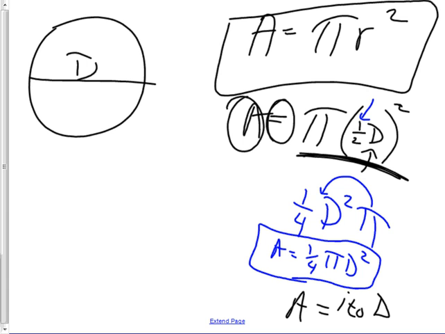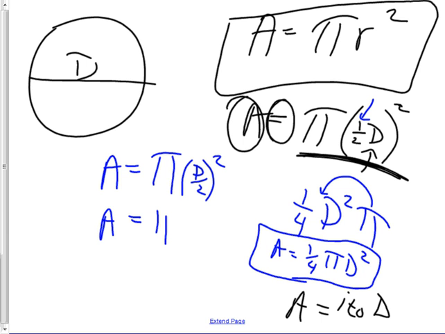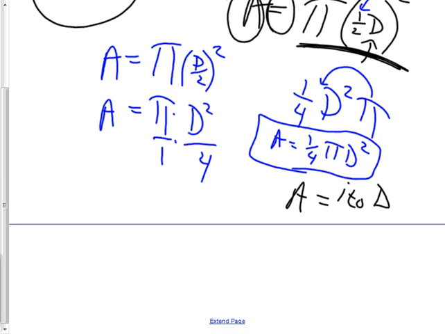Yes, sir? I didn't know if d over 2 would squared over 4. Okay, good question. What if you did this whole problem like this? Area equals pi r squared, and then you replace the r with d over 2. Then it's d squared over 4, right? So area equals pi times d squared over 4. Now, if I wanted to make fractions play nice with other fractions, I'll make this into a fraction, I'll put it over 1. Can you tell me what you think the final answer is?